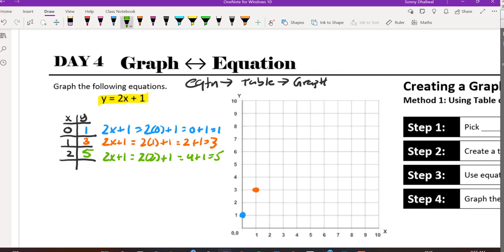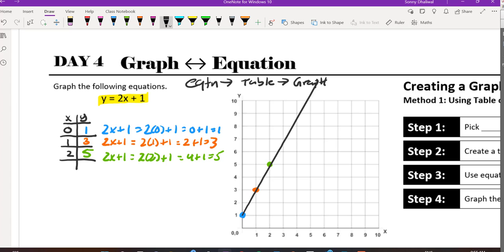So 2 and 5. Right? And you can see that they all fall in line. You did your calculations correctly. We take our ruler and we draw a line through these points. And that was what you had to do.